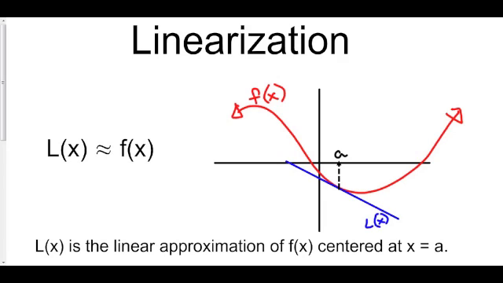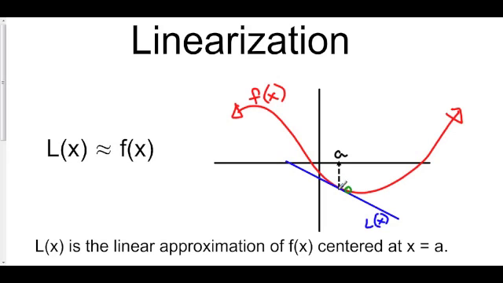Now, let's talk about what we'll be doing in these problems. Take a look at this function value right here, a little bit to the right of a. You'll notice that our linearization, L of x, is pretty close to that point right there. That's what makes L of x a pretty good approximation for the function value. Although, keep in mind that we have to be relatively close to a.